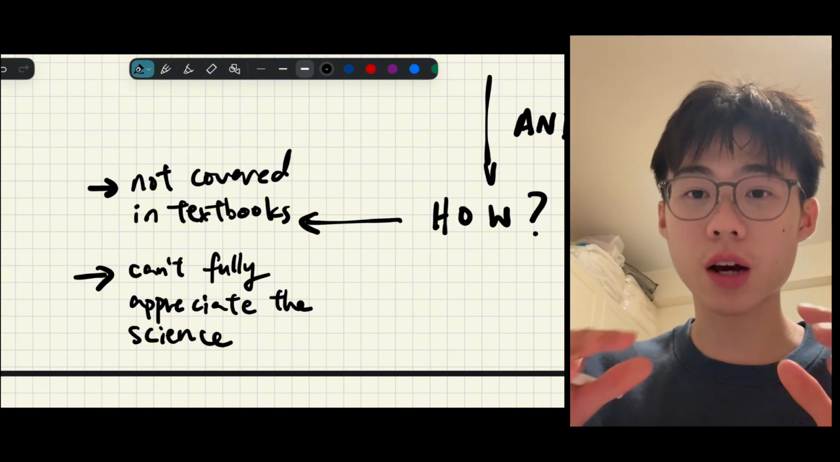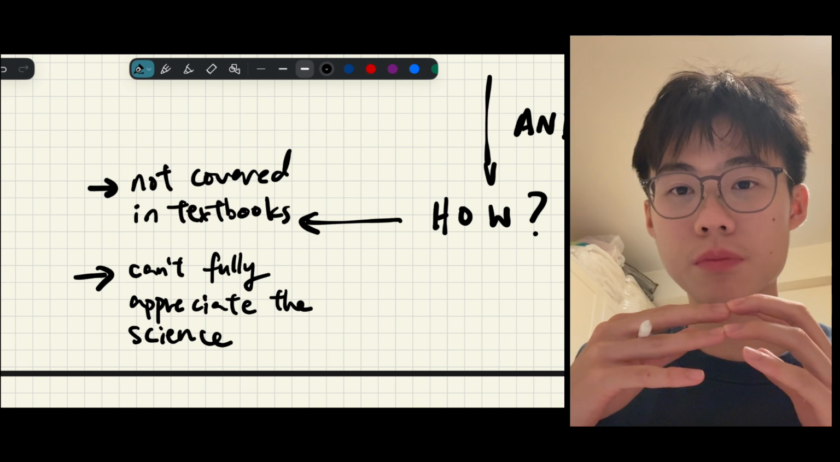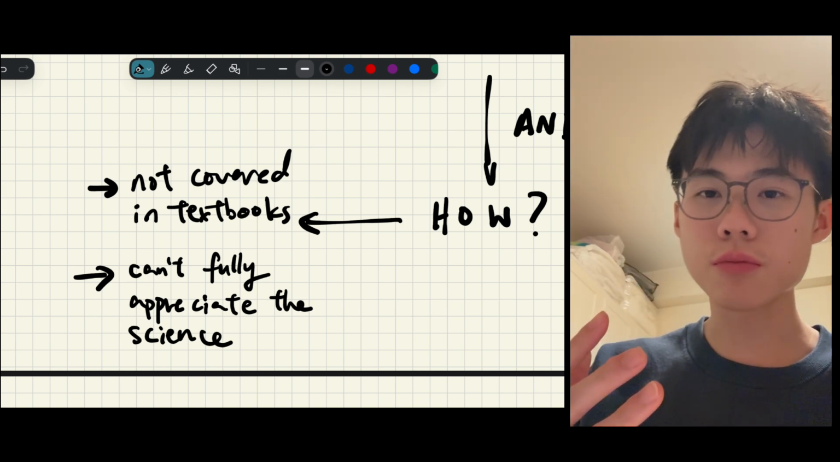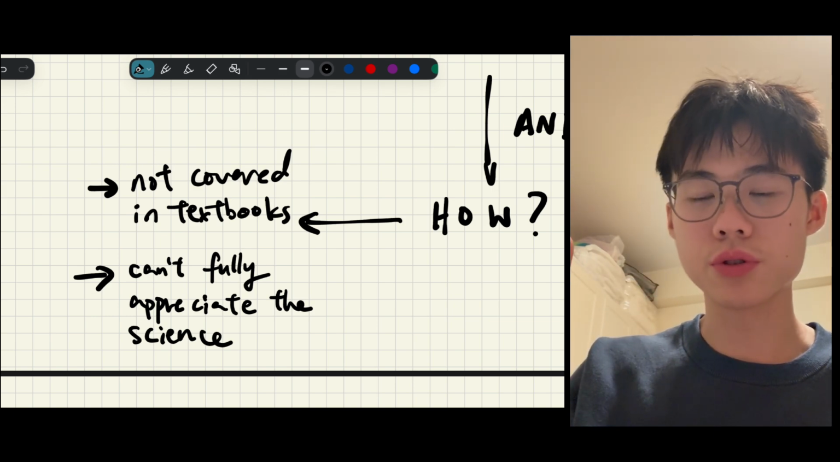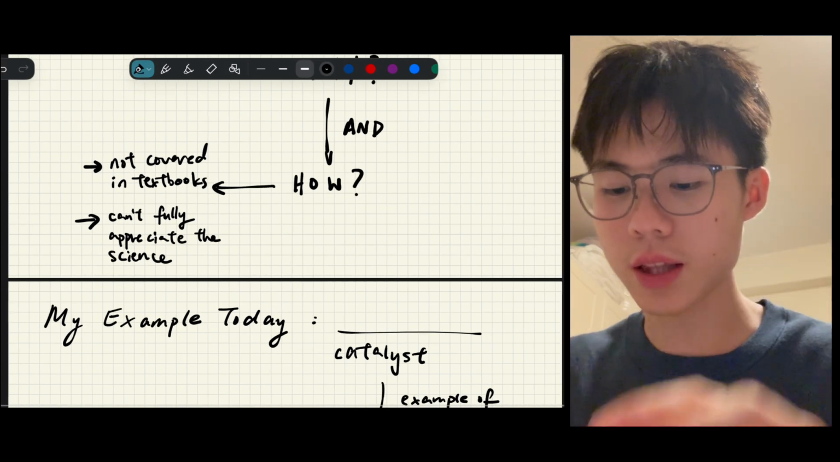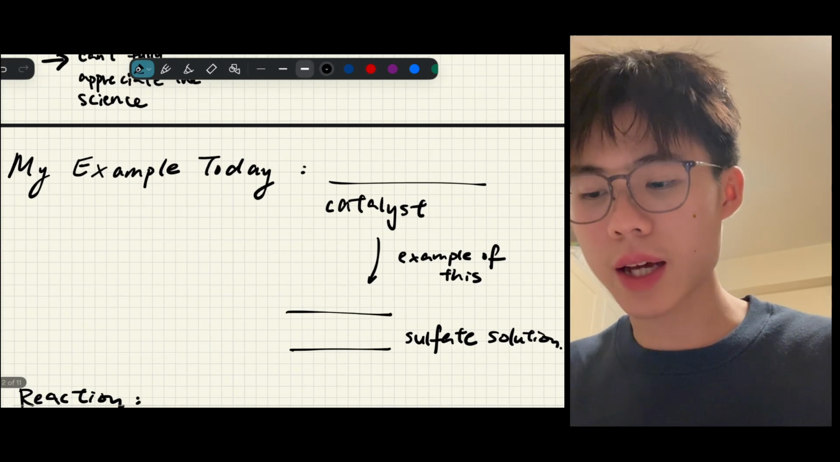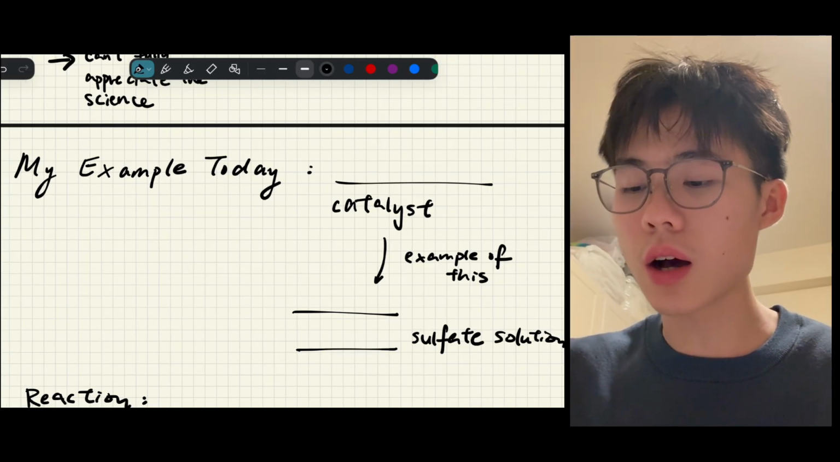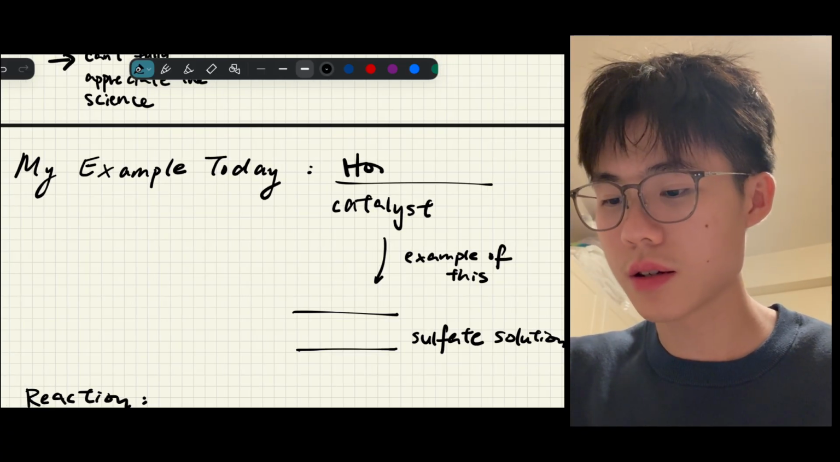And I'm sure that by understanding it, you'll enjoy learning chemistry more, or it's going to boost your grades in whatever curriculum you do, or you're just interested in chemistry. Okay, let's begin. So today, my example is a homogeneous catalyst.